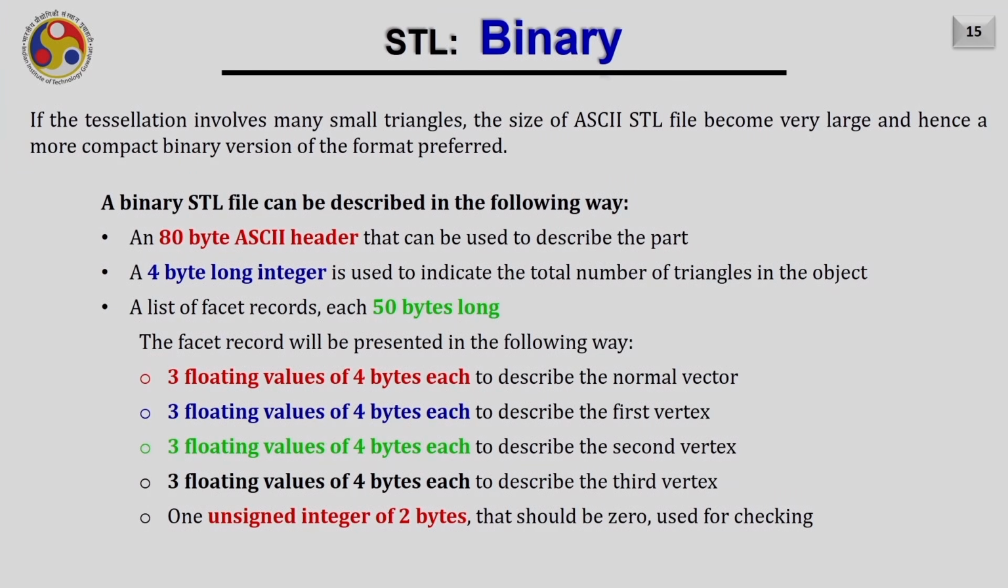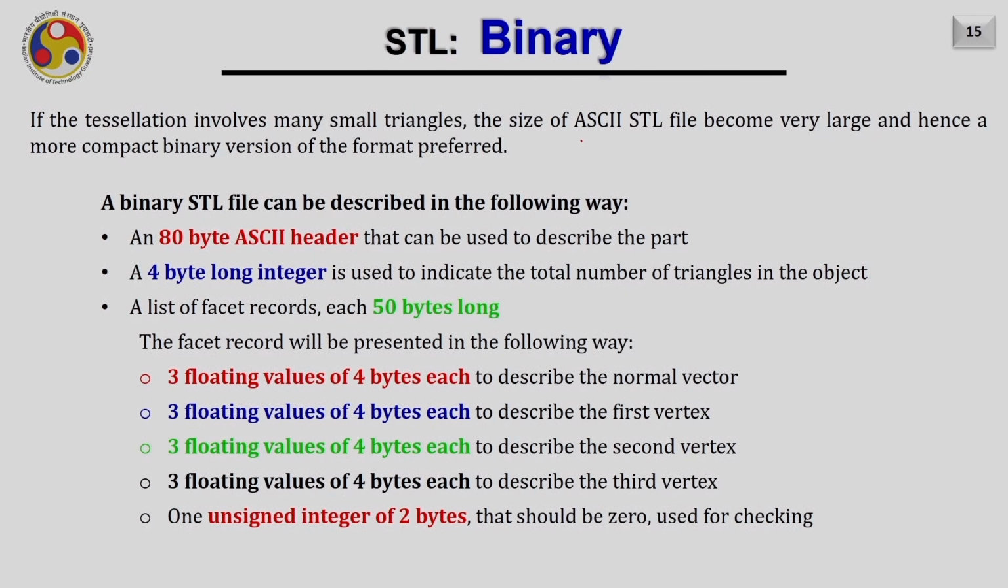Now let us discuss the binary format of the STL file. If the tessellation involves many small triangles, the size of the ASCII STL file will become very large, and hence a more compact binary version of the format is desirable. A binary STL file can be described in the following way. First of all, an 80-byte ASCII header that can be used to describe the part is used. So 80 bytes are used to describe basically the name of the object or name of the file.